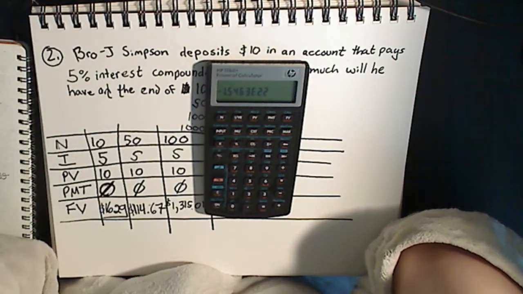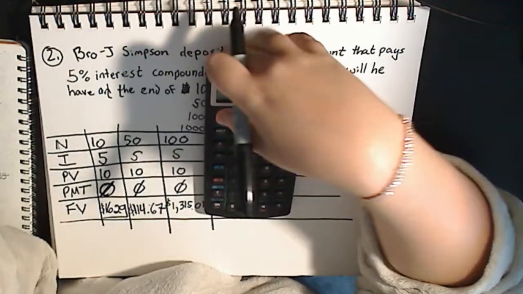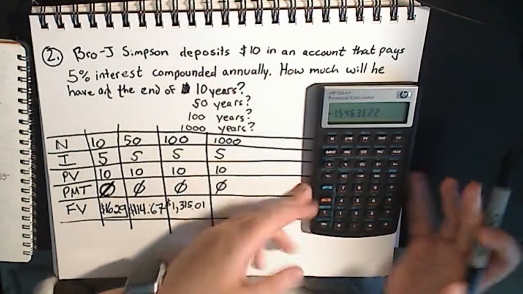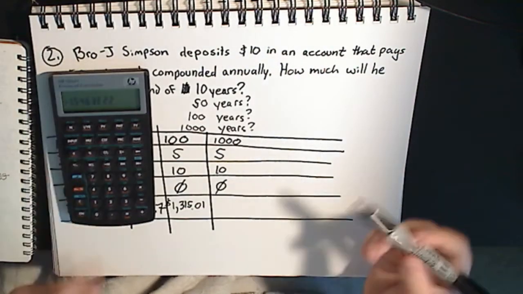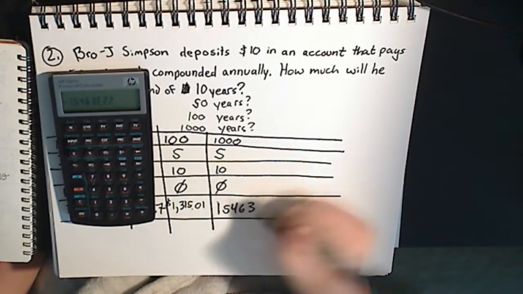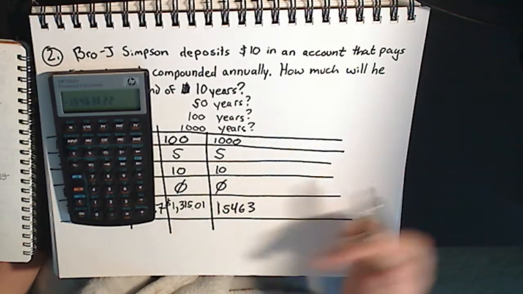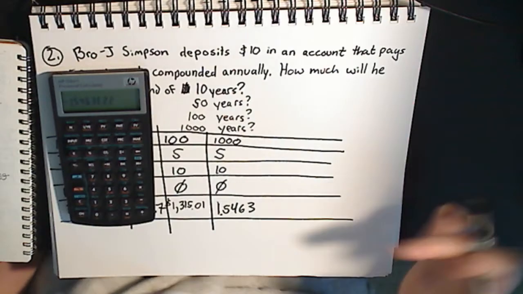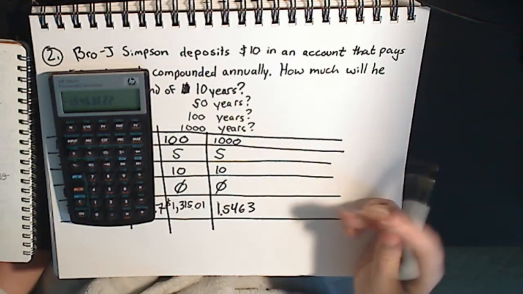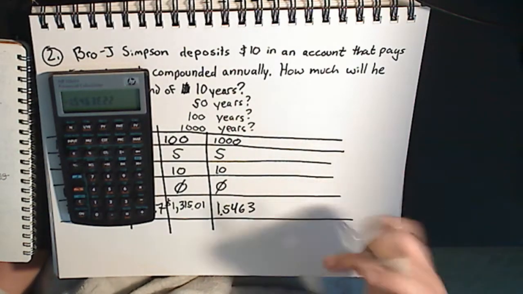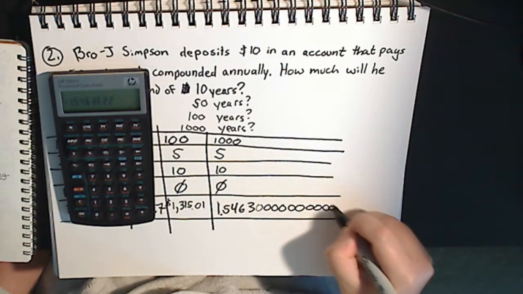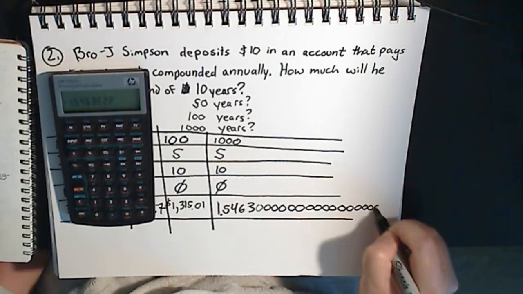1.5463E22. Well, obviously, after 1,000 years of interest on a $10 deposit, he's not getting $1.54. What this actually is, let's see here, 1.5463, so that's 22. Move the decimal back. So I guess I need 18 more zeros. 1, 2, 3, 4, 5, 6, 7, 8, 9, 10, 11, 12, 13, 14, 15, 16, 17, 18.